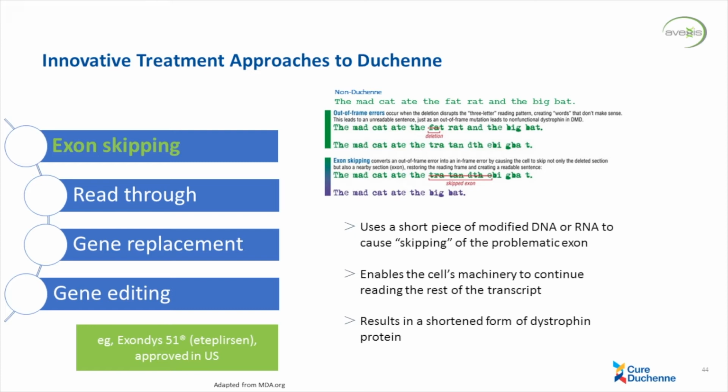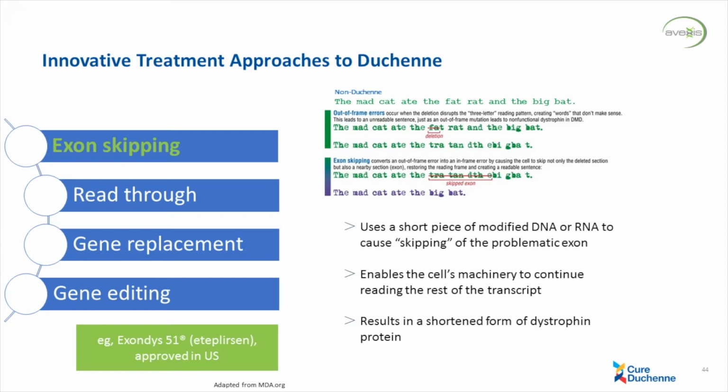But just to show you now what happens when 2 letters are missing. So you can read the mat, cat, ate, the, and then you kind of get stuck because when you go every 3 letters, you can't understand it anymore. And that's basically when the protein production stops because the message is not clear anymore. The cell doesn't know anymore what kind of protein to make there. And you get, in the case of Duchenne, a very short piece of dystrophin that doesn't really do the job at keeping the muscles healthy.